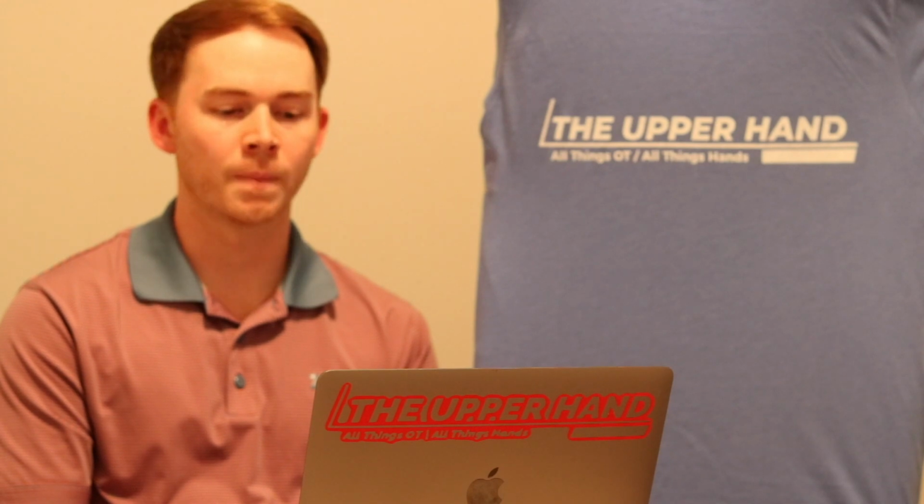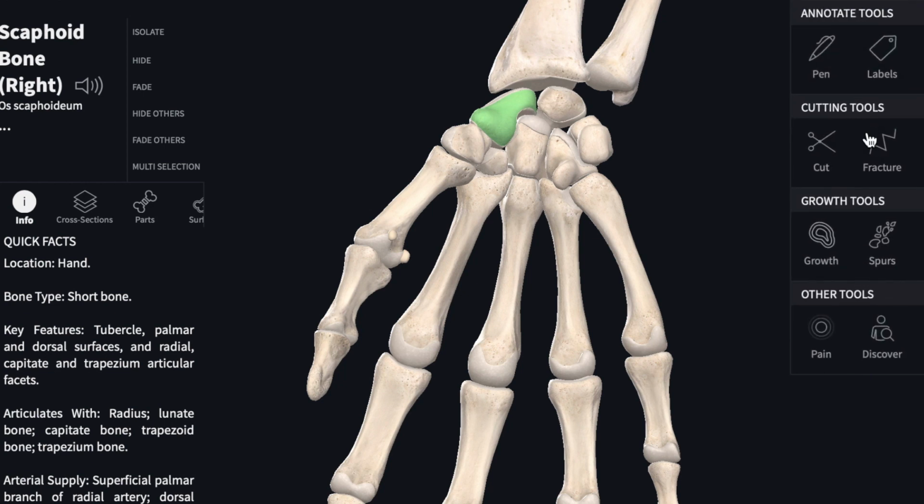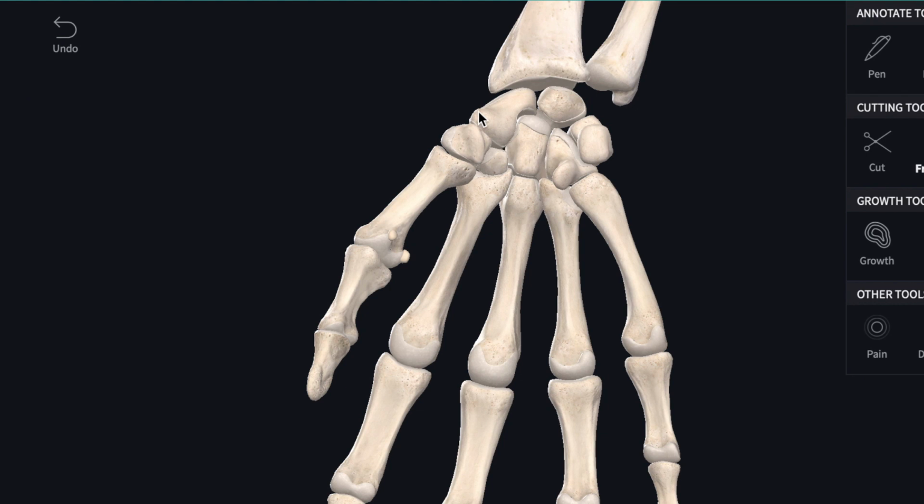The reason these heal a little slower than one of these bigger bones up here, like the radius or the ulna, is because of its lack of good blood supply. With the scaphoid, and I'm going to draw a little line right here, let's just say his fracture was in this more distal area of the bone. That would be a good sign for him, because this part of the bone has great blood supply compared to the rest of the bone.